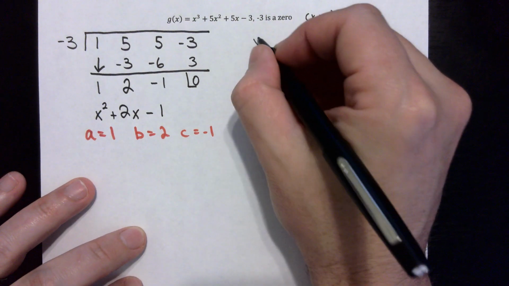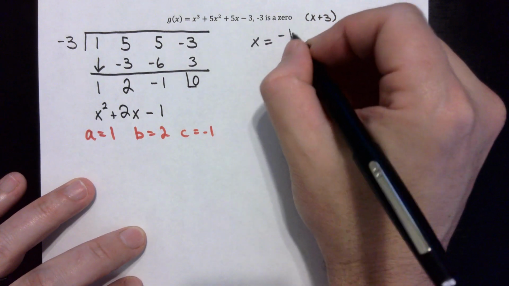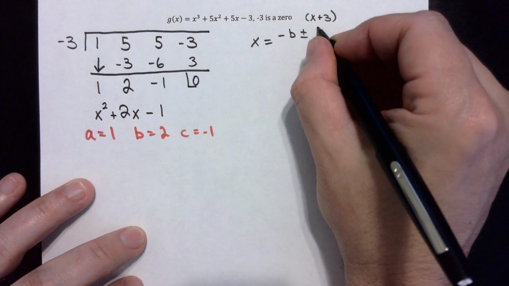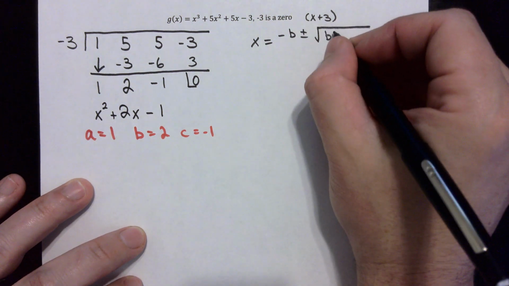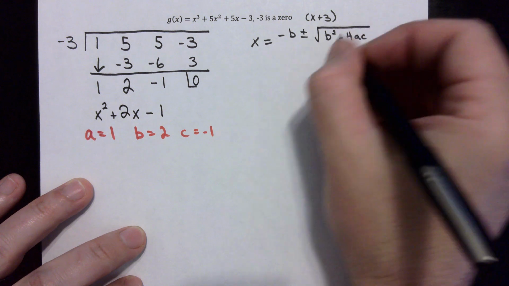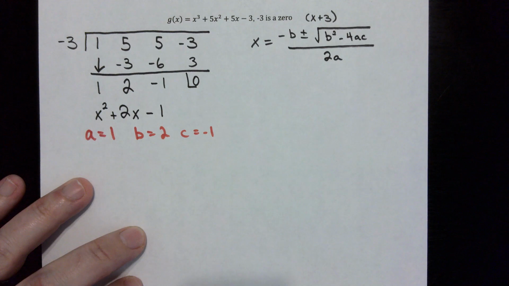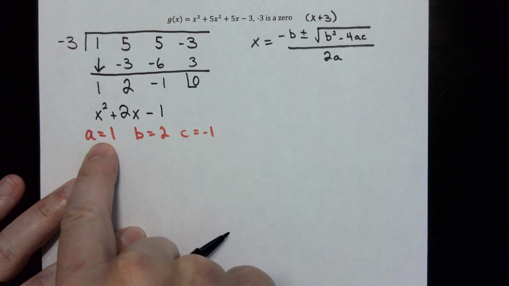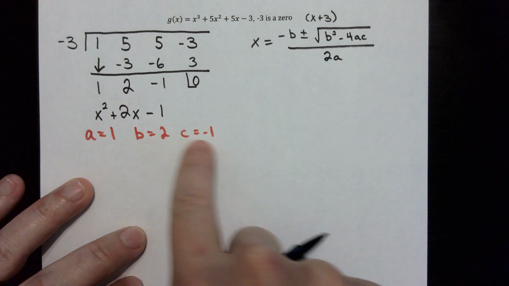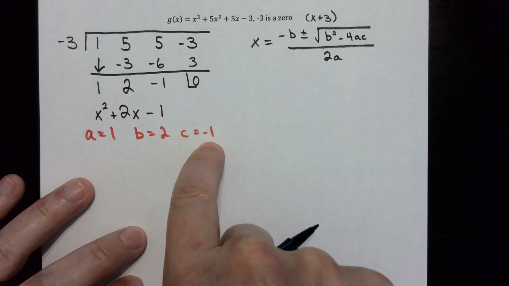Okay, so here's the quadratic formula. X is equal to negative b plus or minus the square root of b squared minus 4ac all over 2a. Okay, so now we're just going to input the numbers in the correct place. Everywhere I see an a, I'll put this. Everywhere I see a b, I'll put this. And everywhere I see a c, I'll put this.